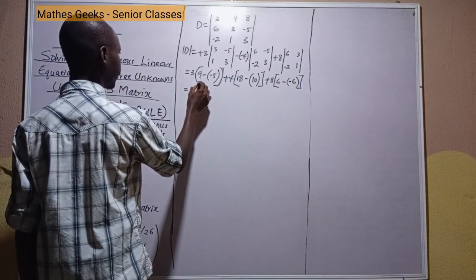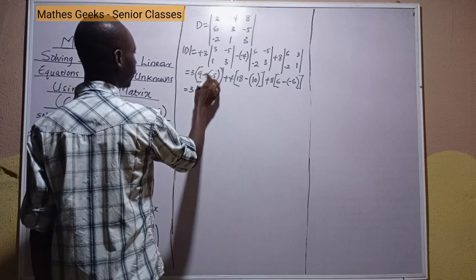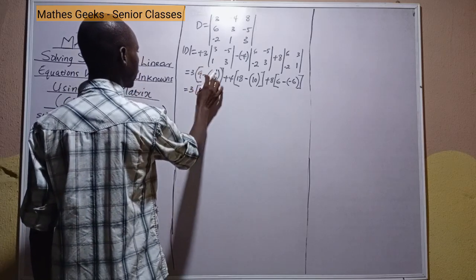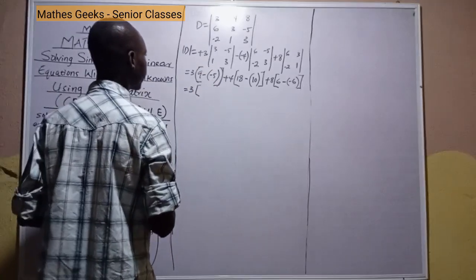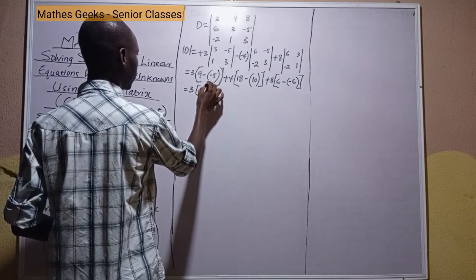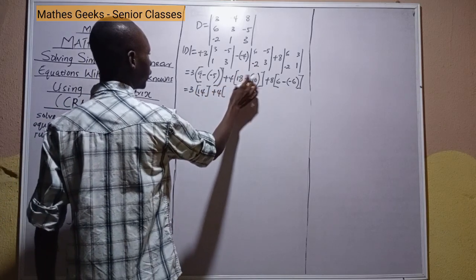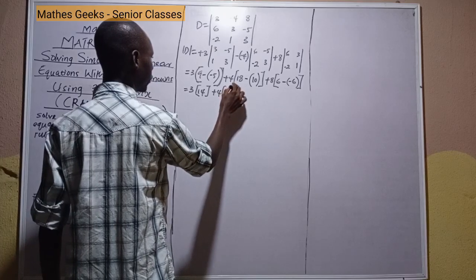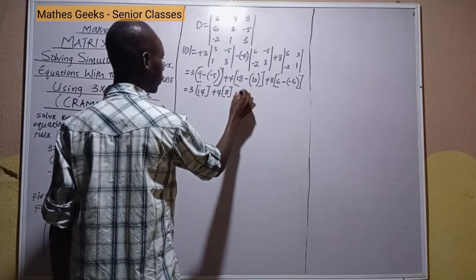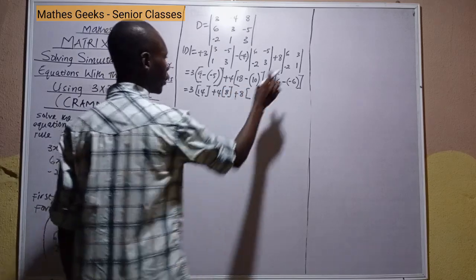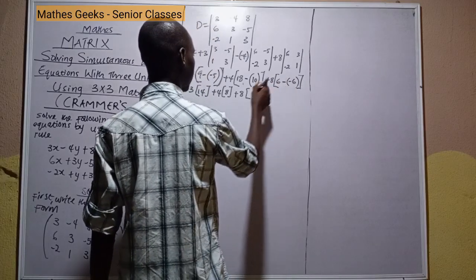3, 9, minus times minus is plus, so 9 plus 5 is 14. Plus 4, 18 minus 10 is 8. Plus 8, minus times minus is plus 6, plus 6 is 12.